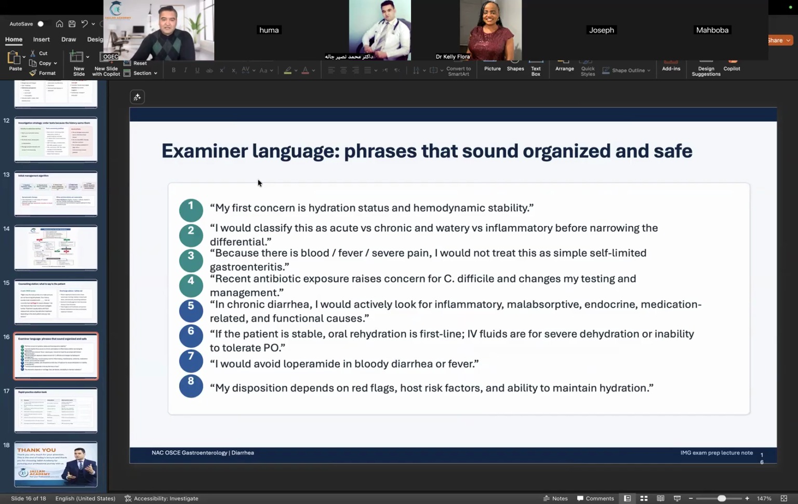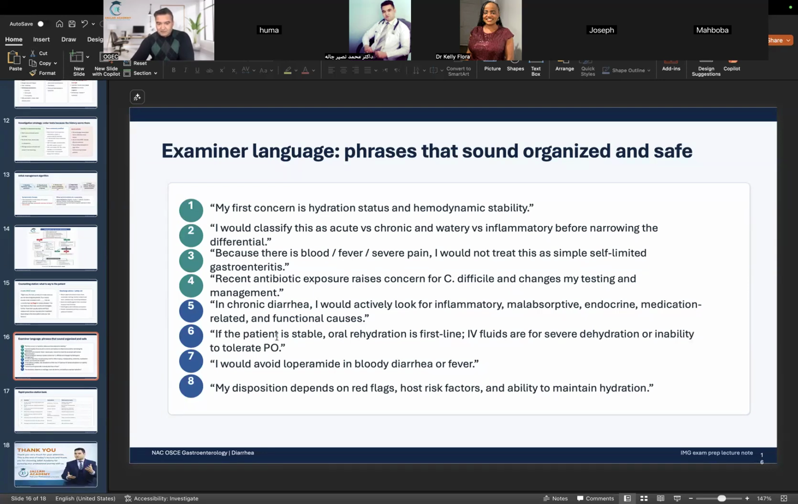Now, examiner language, phrases that sound organized and safe. My first concern is hydration status and hemodynamic stability of the patient. I would classify this as acute versus chronic and watery versus inflammatory before narrowing the differential. Because there is blood, fever, and severe pain, I would not treat this as a simple self-limited gastroenteritis. Recent antibiotic exposure raises concern for Clostridium difficile and changes my testing and management. In chronic diarrhea, I would actively look for inflammatory, malabsorptive, endocrine, medication-related, and functional causes.